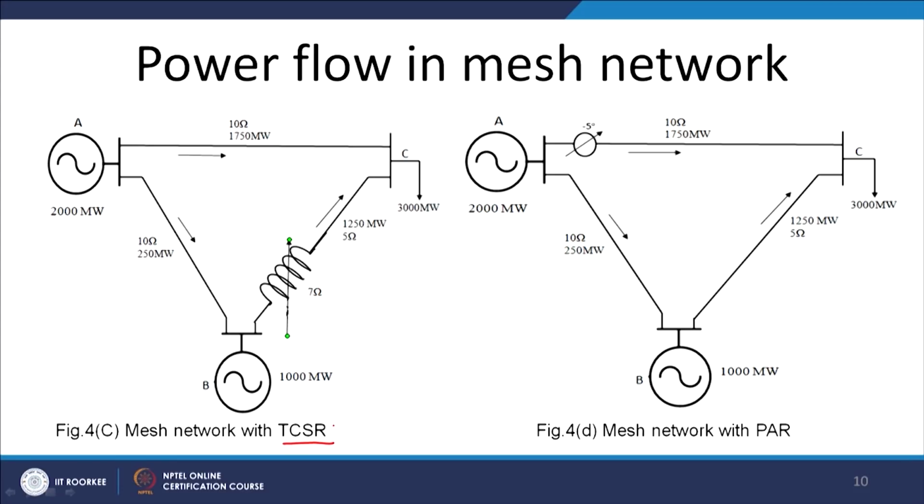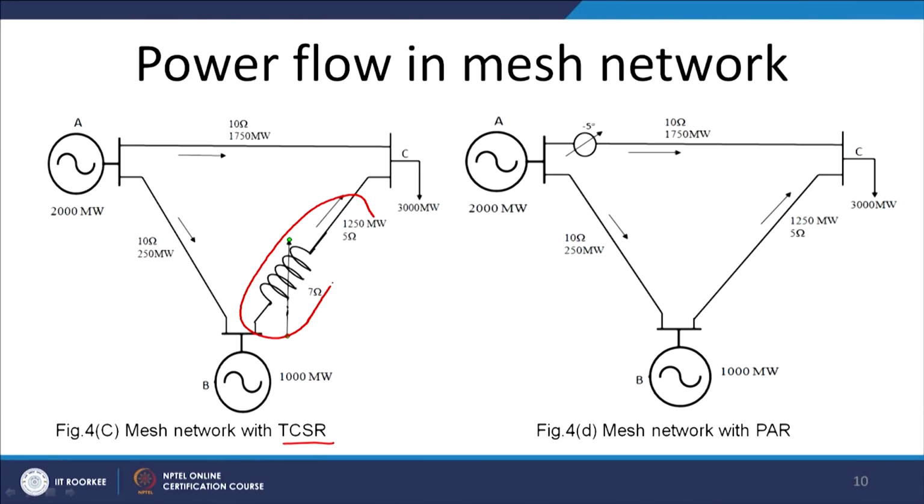In this case, instead of putting the TCSC in this line, we will put a TCSR in the line AC, and since the impedance of this line was least, it would carry the most amount of power. So inserting an extra impedance will degrade the power handling capability of this line. Thus, according to impedance matching, more power will flow through the line AB.